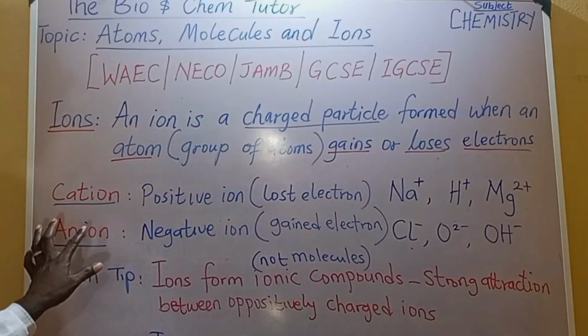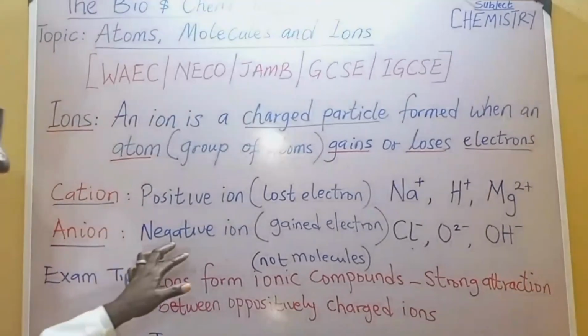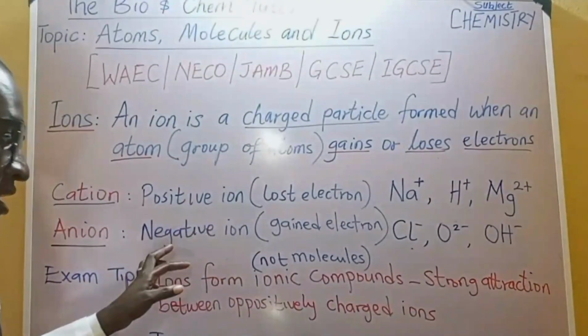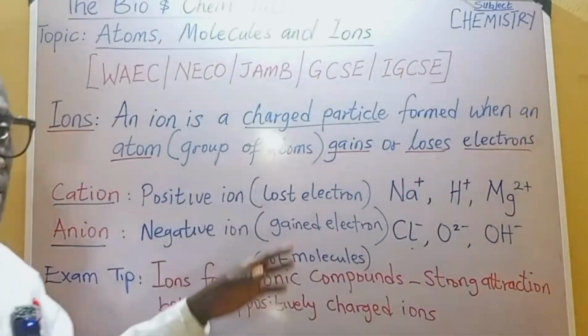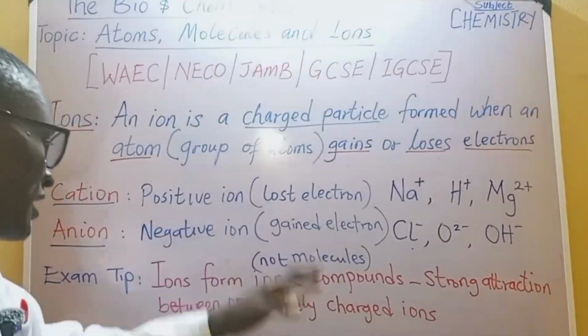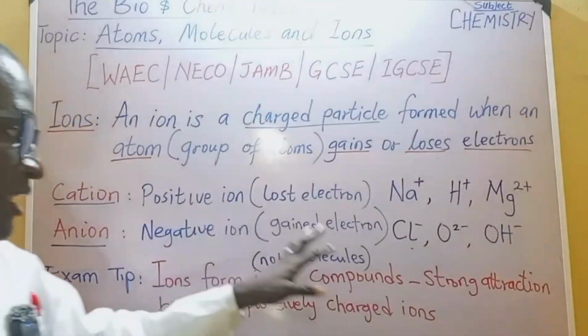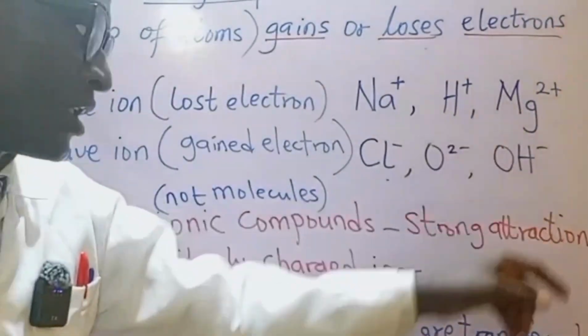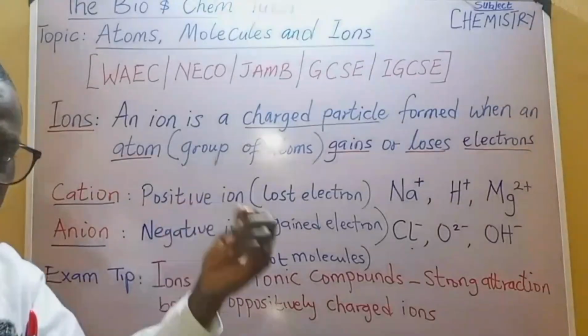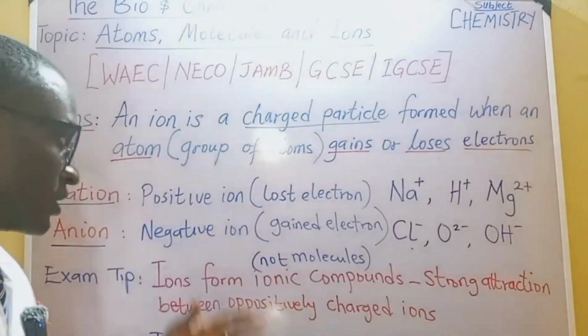Then we have the anion. The anions are the negative ions. They are negatively charged ions. So they are the ones that are formed when electrons are gained. When electrons are gained, anions are formed, and they are the negative ions. So we have chloride ion, oxide ion, hydroxide ion. Remember we mentioned an atom or group of atoms.